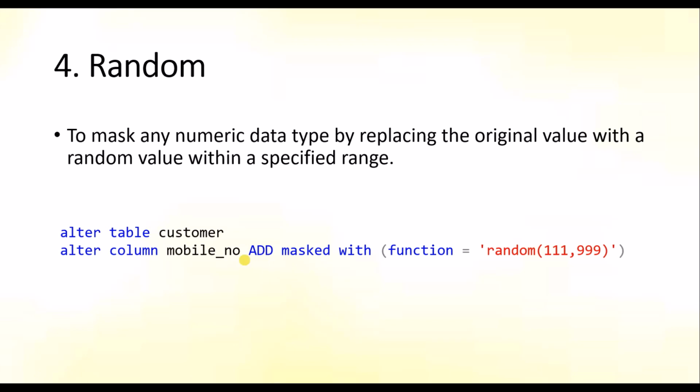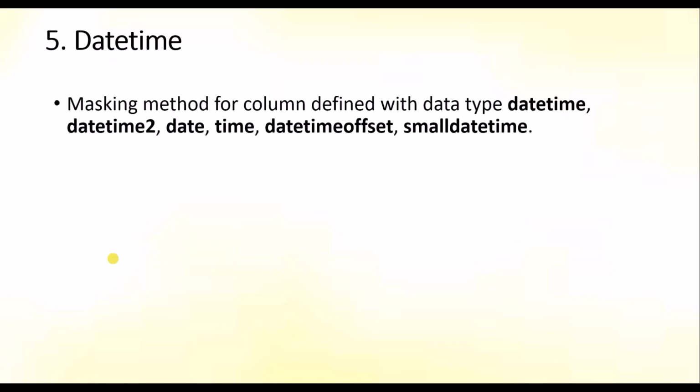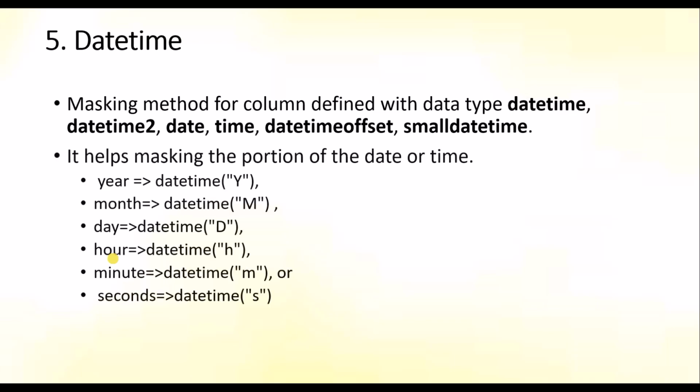This function can only be used with the following data types like datetime, datetime2, date, time and all. So it helps in masking a portion of the date or time. Suppose you want to mask only the year or month or day or hours, minutes or seconds, you can use this function. The t-SQL statement will be the same: alter table, table name, alter column, column name, masked with function, datetime.